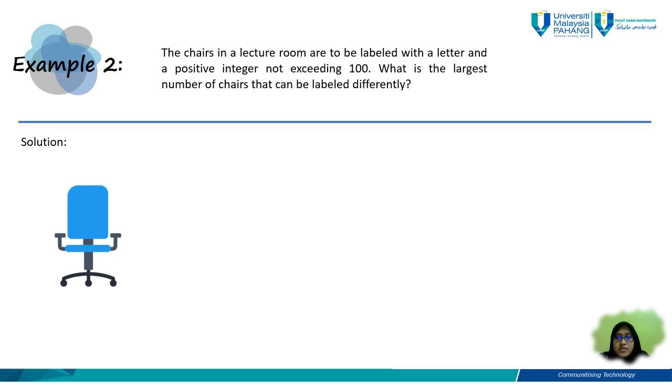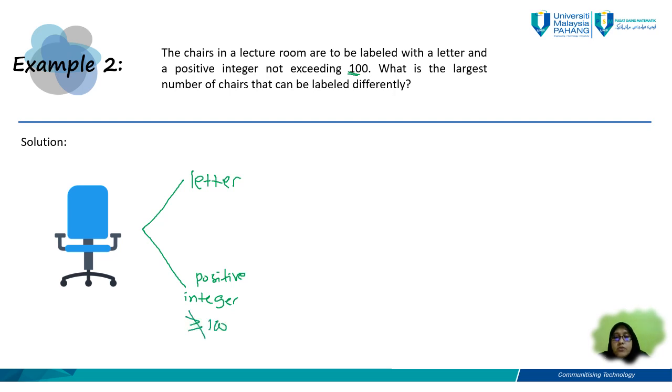Now let's try example number 2. The chairs in a lecture room are to be labelled with a letter and a positive integer not exceeding 100. What is the largest number of chairs that can be labelled differently? So we are going to label the lecture chairs. How are we going to label these chairs? By using two combinations. The first one is by using a letter. And the second combination is by using a positive integer. But the integer cannot exceed 100.